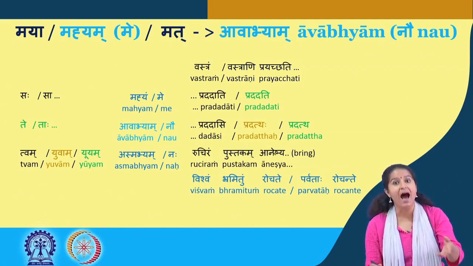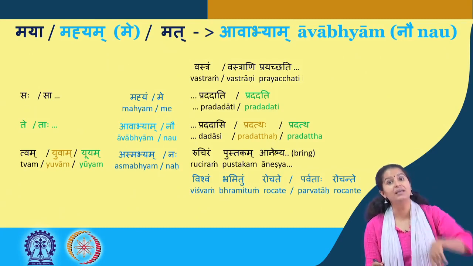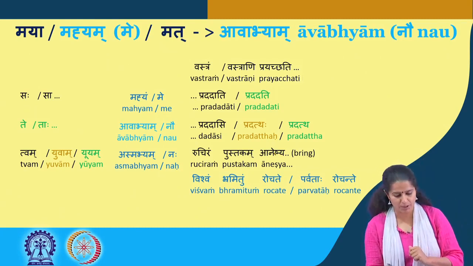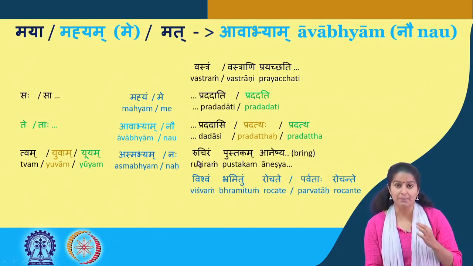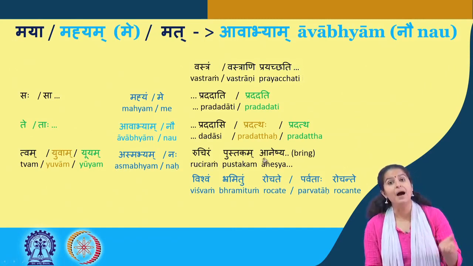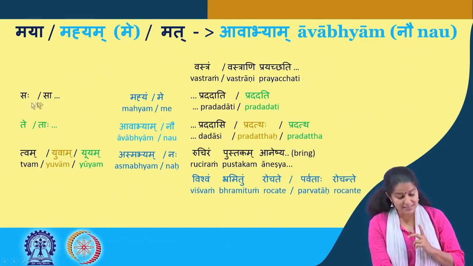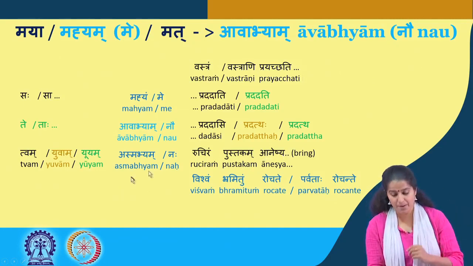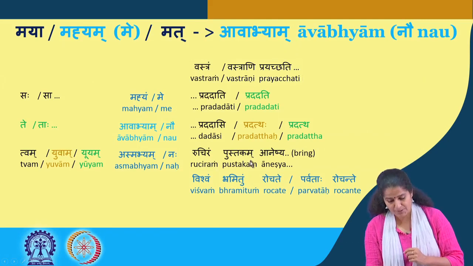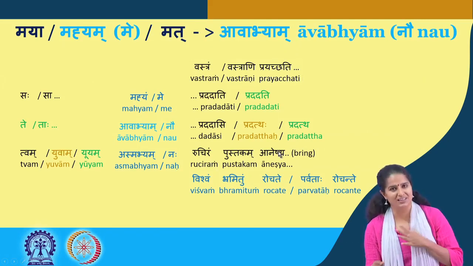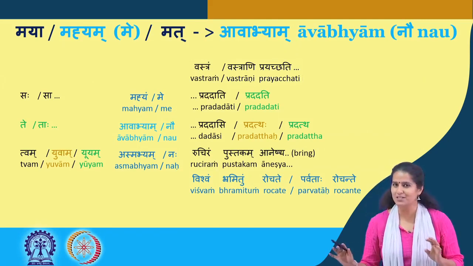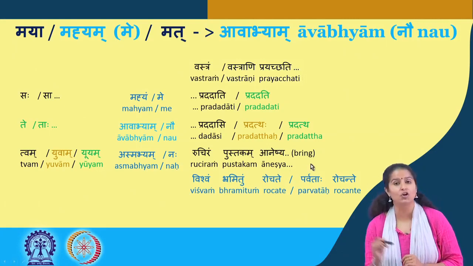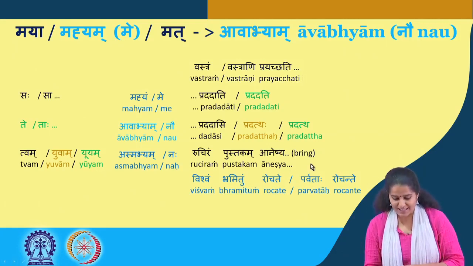Nayati, to take, anayati, to bring, and aneshyati, will bring in the future. Saha avabhyam ruchiram, interesting, pustakam aneshyati. Saha asmabhyam ruchiram pustakam aneshyati. And then you can do the permutations and combinations. Astu. Let's get on to the next one.